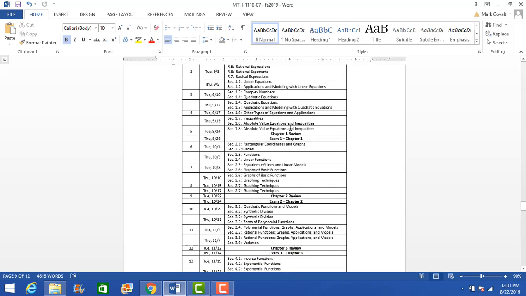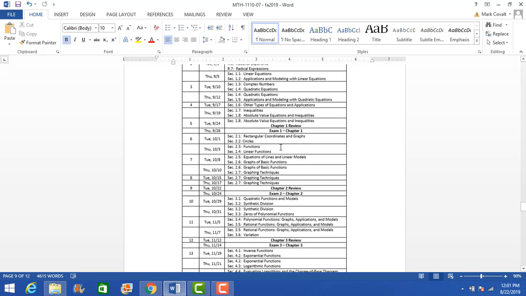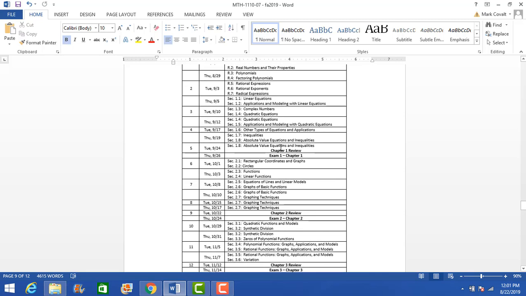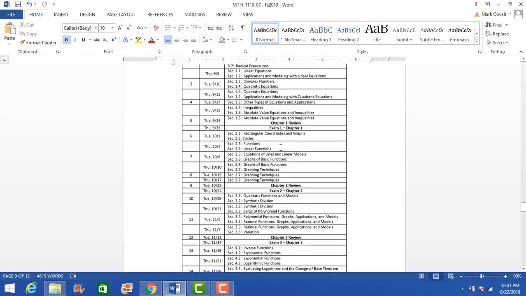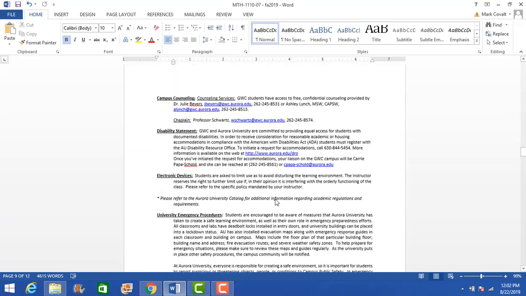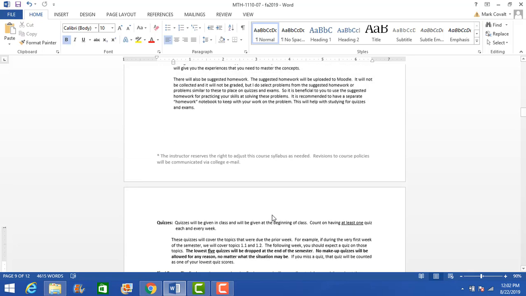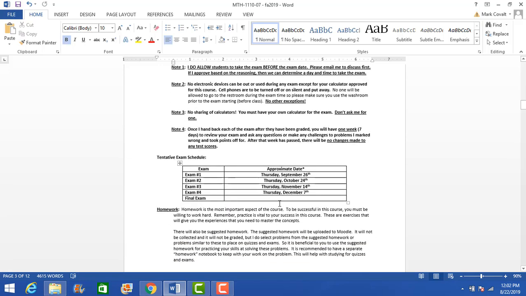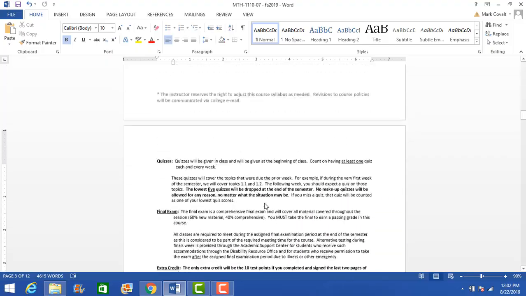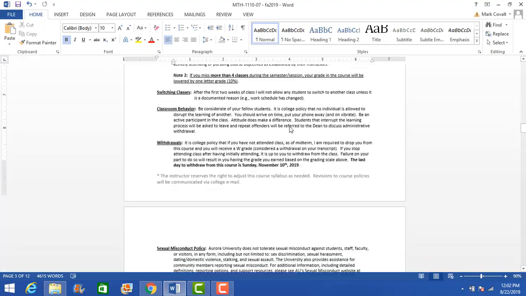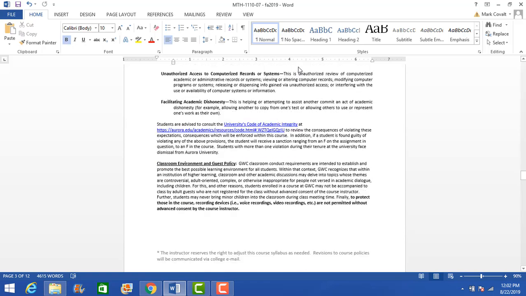Also, I put on here the exam dates again. So here are the exam dates. These should match the other exam dates that I have. If they don't, please let me know. On the final exam, I don't have the date here because I'm still figuring that out. But once I do, I'll have the final exam date on here. These dates should match the dates in my class schedule.